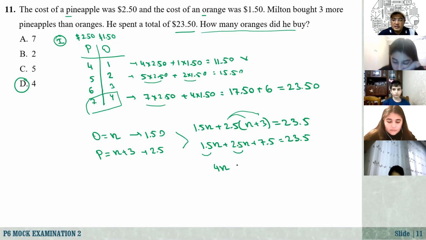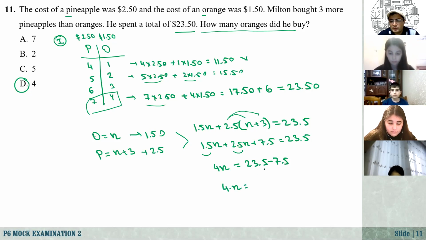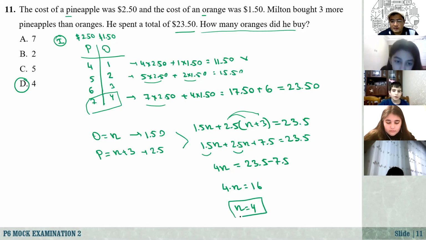Take 7.5 to the right-hand side: 23.5 minus 7.5. Now 4 times n is equal to 23.5 minus 7.5, which is 16. And 4 times what number is 16? So n is equal to 4. What is n? The number of oranges. Okay, so the right answer is 4. That is the second method, the algebraic method.